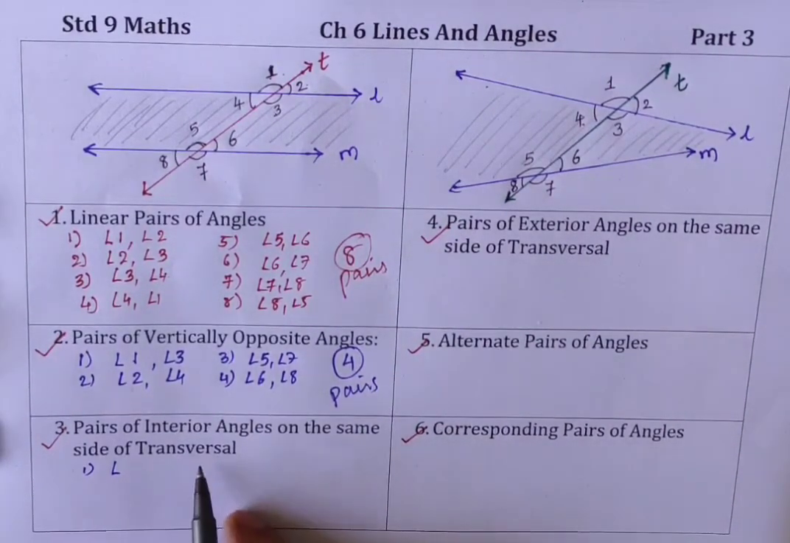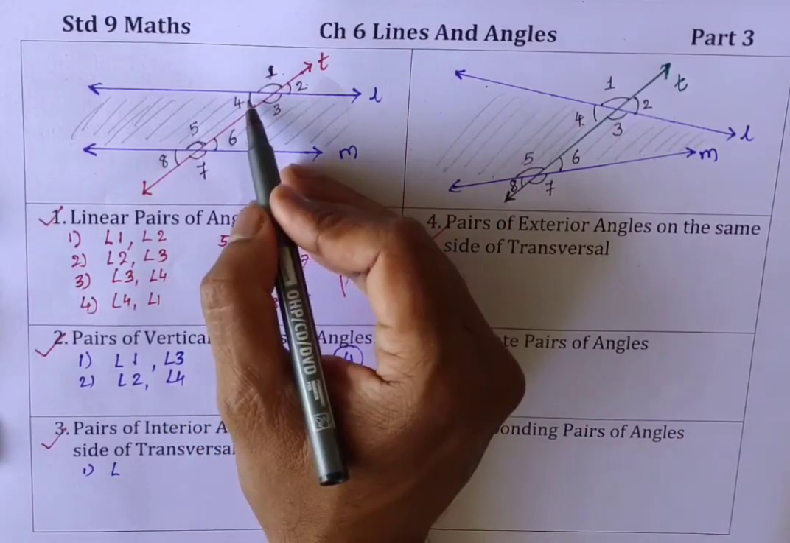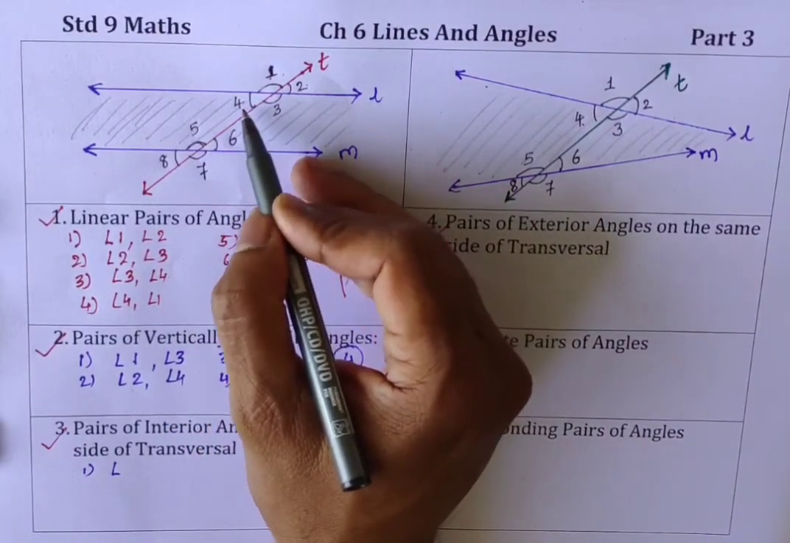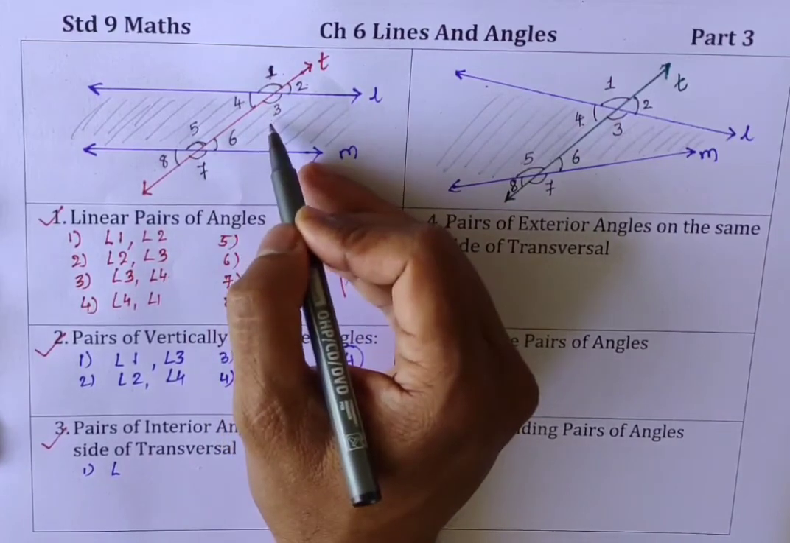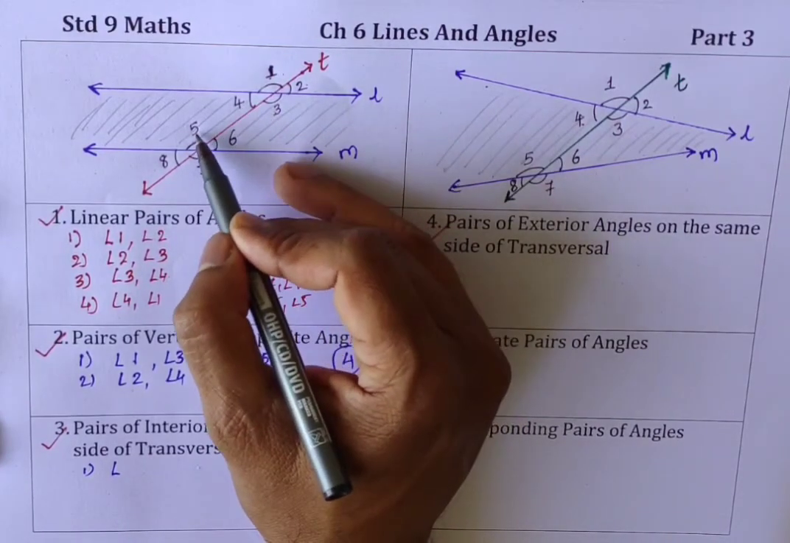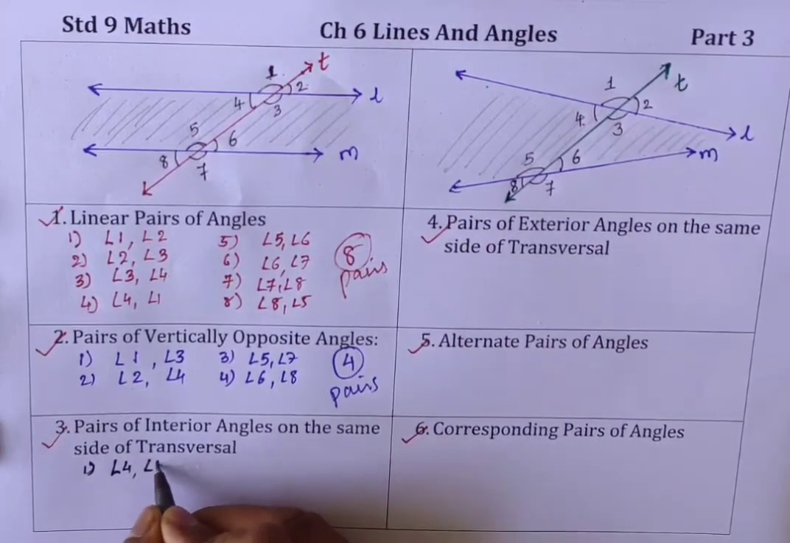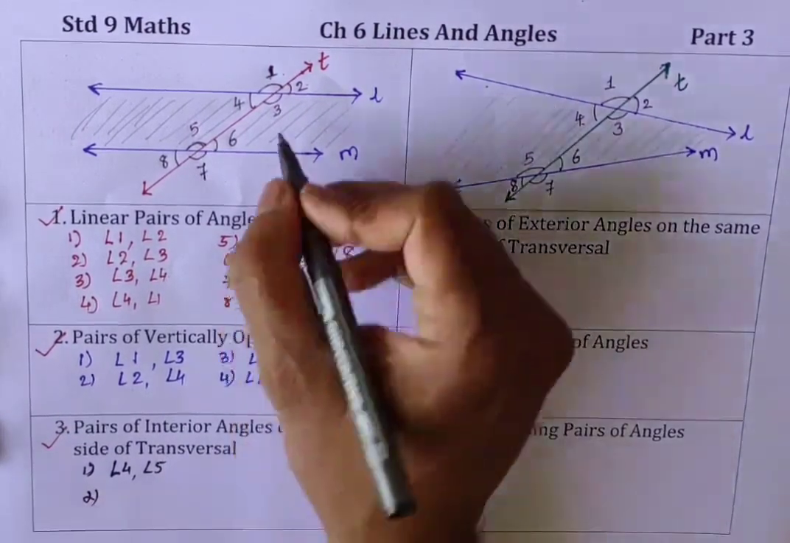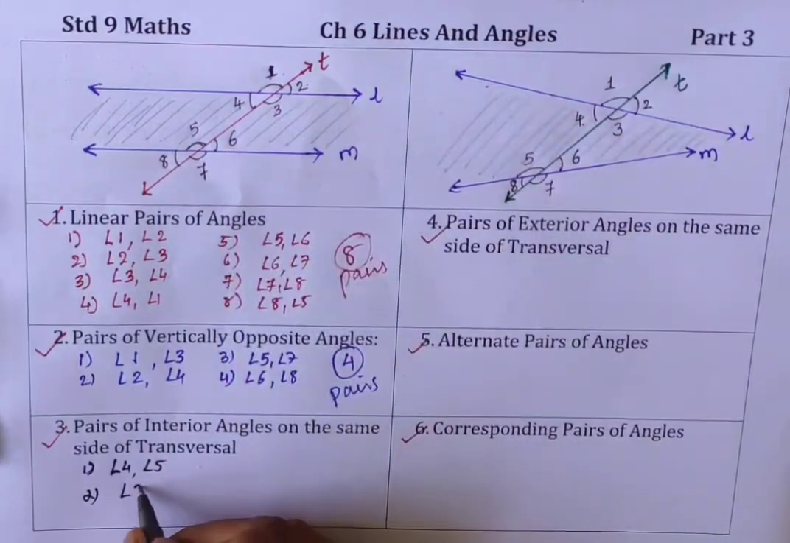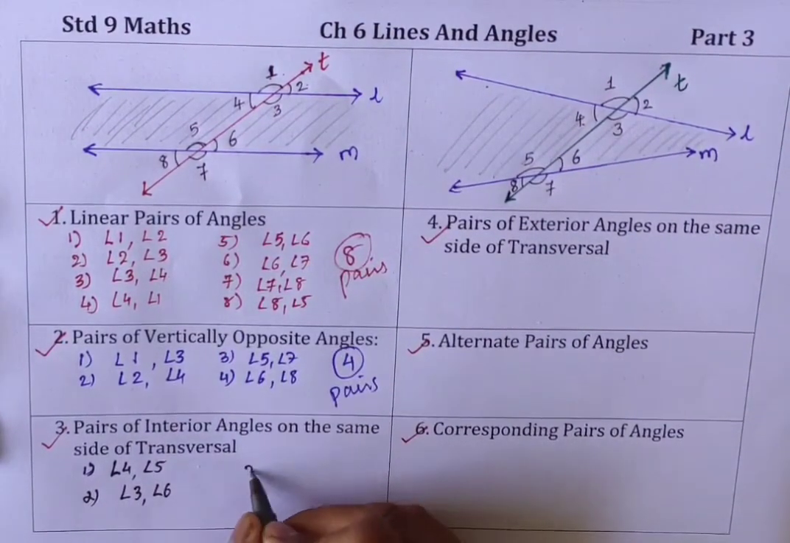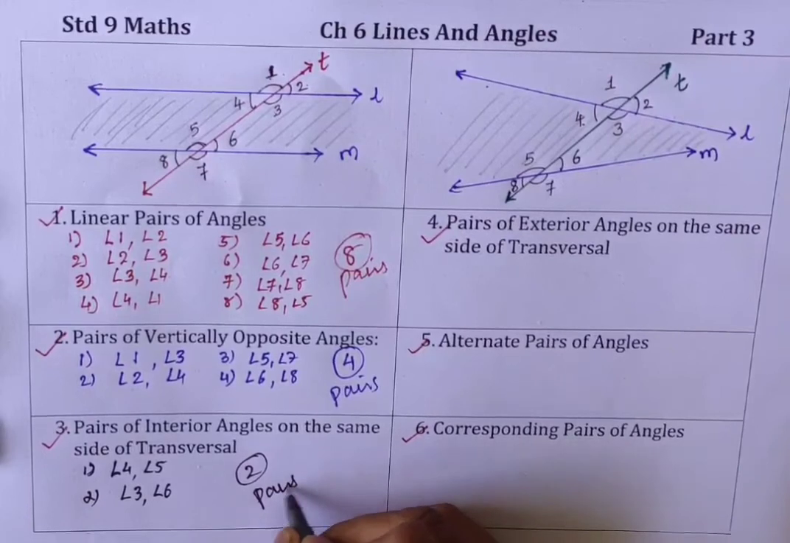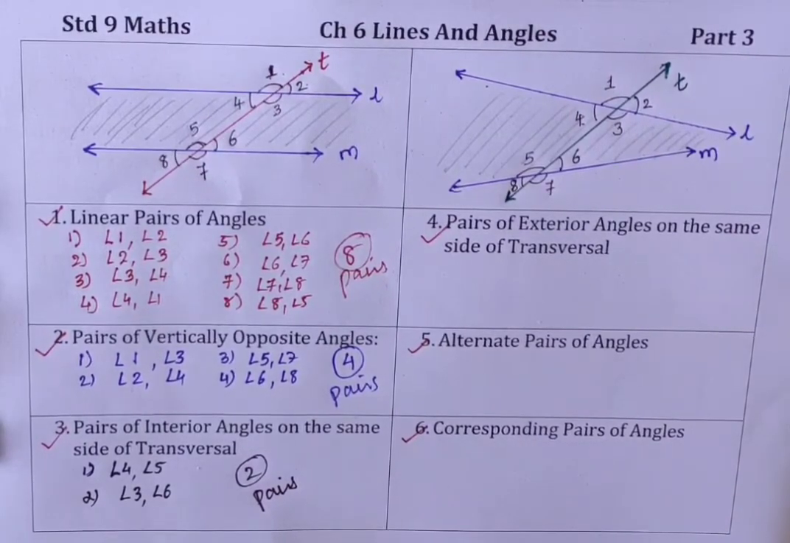Next, pairs of interior angles on the same side of the transversal. It should be interior and on the same side. You know, 3, 4, 5, 6 are in the interior. First pair, angle 4 and angle 5. And second pair, angle 3 and angle 6. So only 2 pairs of interior angles on the same side of the transversal.